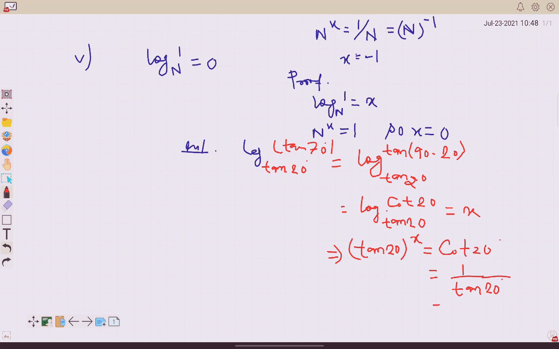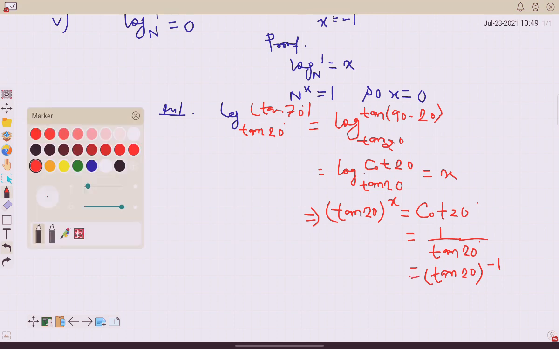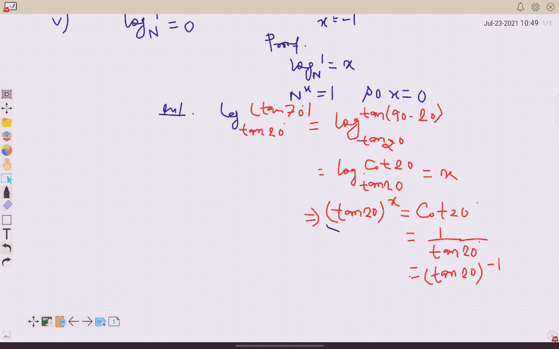Again we can write this as tan 20 raised to the power minus 1. So you can check what the value of x is here. The base value is the same, tan 20, on both sides. So the powers must be equal, so x is equal to minus 1. So what is the value of this complete expression? Not 1, minus 1. In this way you can find the log value.